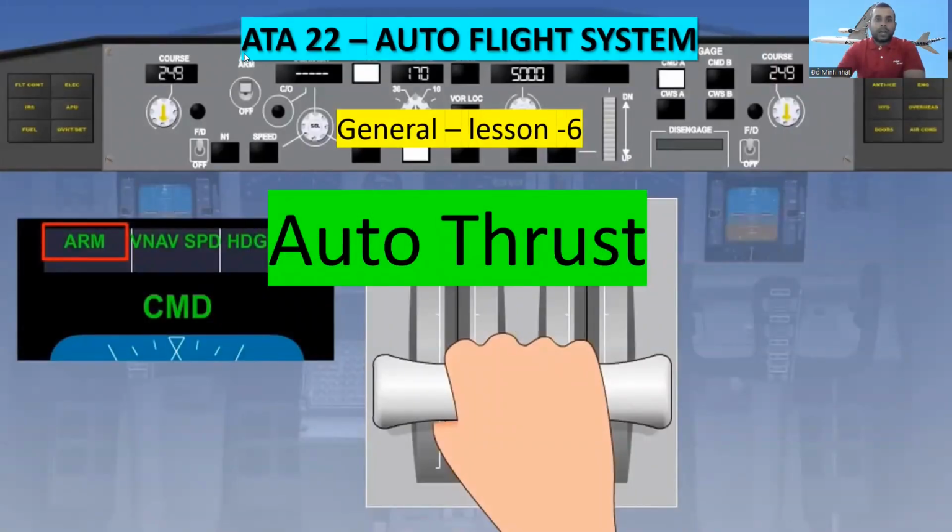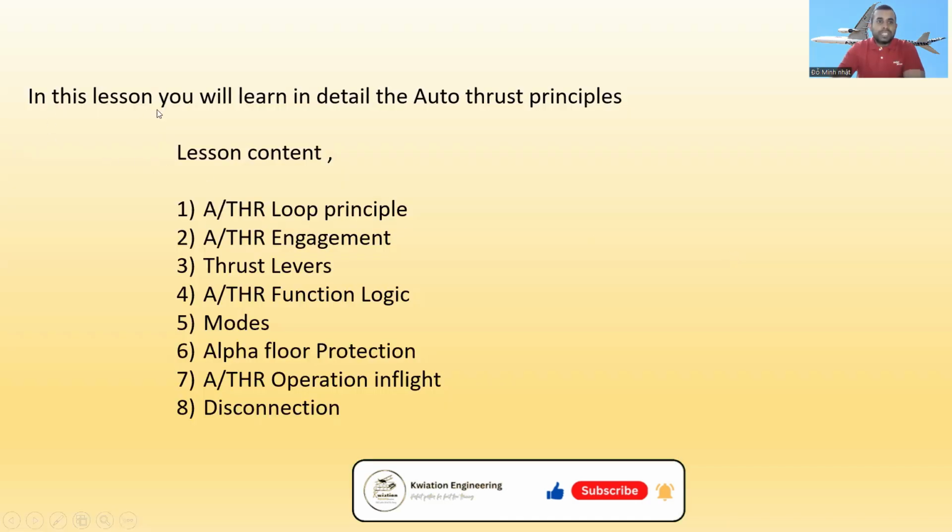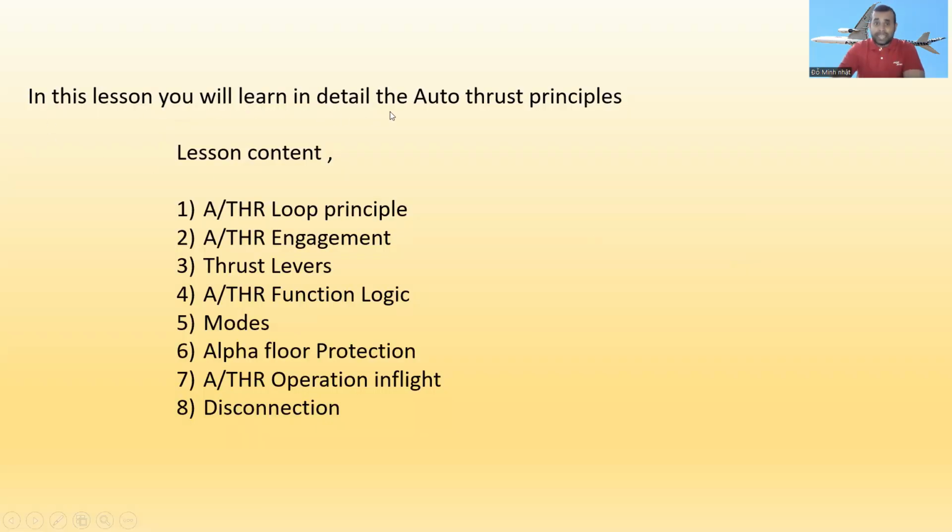Alright, so this is the lesson A320 chapter 22 auto flight system, general lesson number 6 auto thrust. In this lesson you will learn in detail the auto thrust principles. The lesson contains auto thrust loop principle and auto thrust engagement, thrust levers, auto thrust function logic and modes, and alpha floor protection, auto thrust operation in flight, and disconnection.